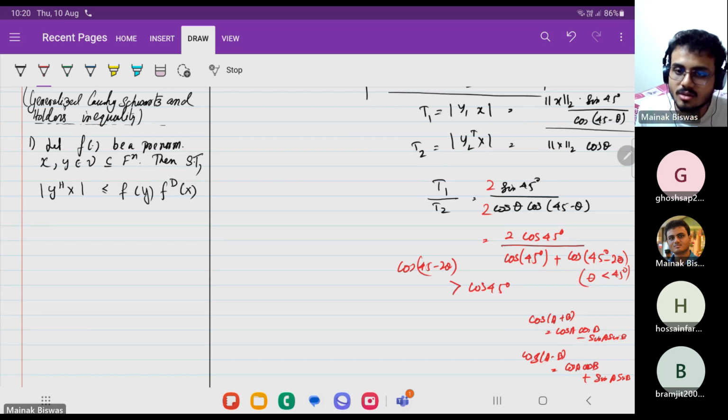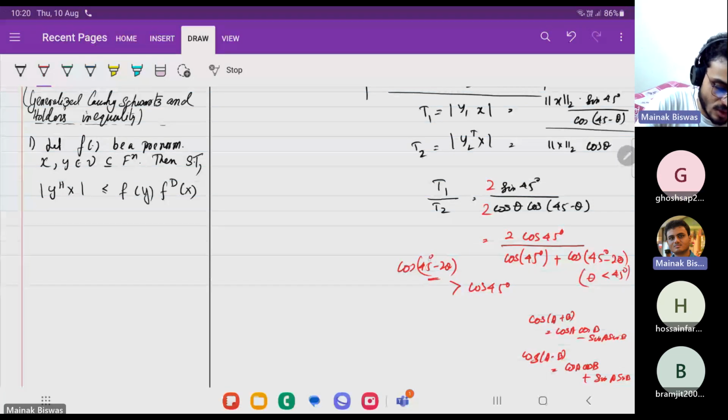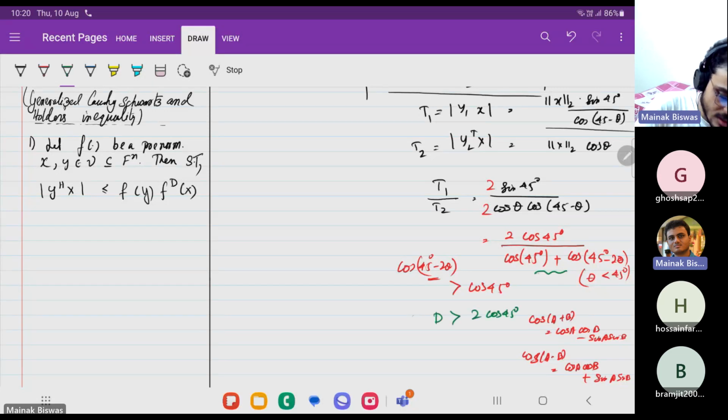Yes or no? Cos theta is a decreasing function. So you are subtracting something from 45 degrees, it will be always more. So your denominator is more, right? So your denominator is greater than 2 into cos 45 degrees, right? So what can you say? T1 by T2 will be less than 1, or T1 will be less than T2. Agreed?